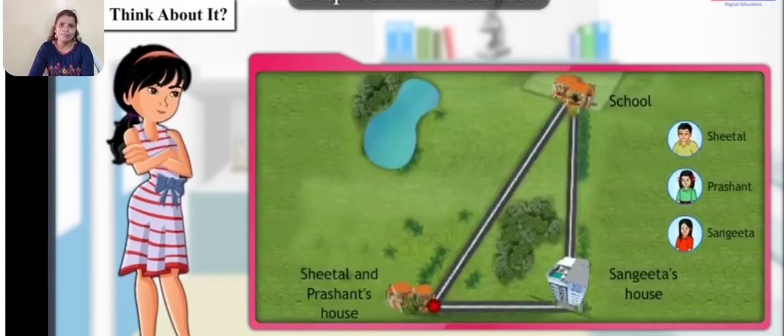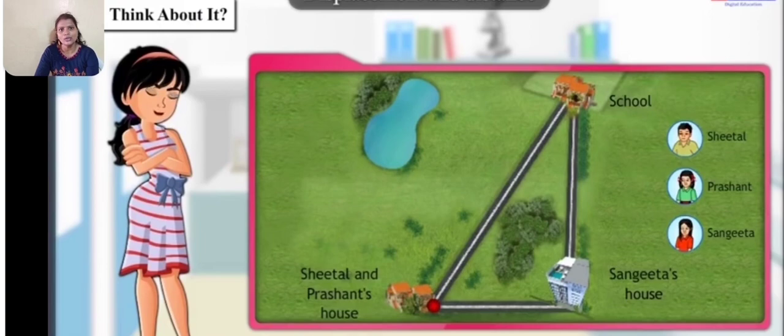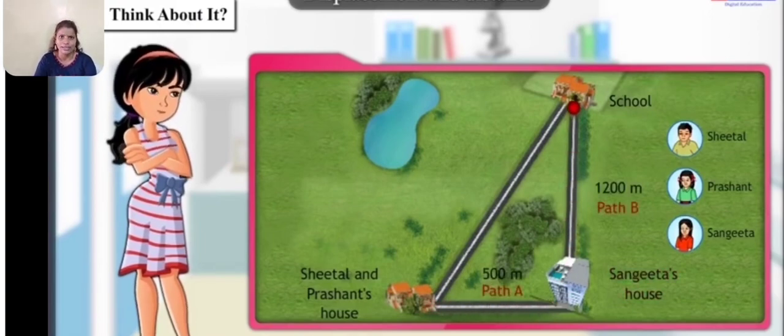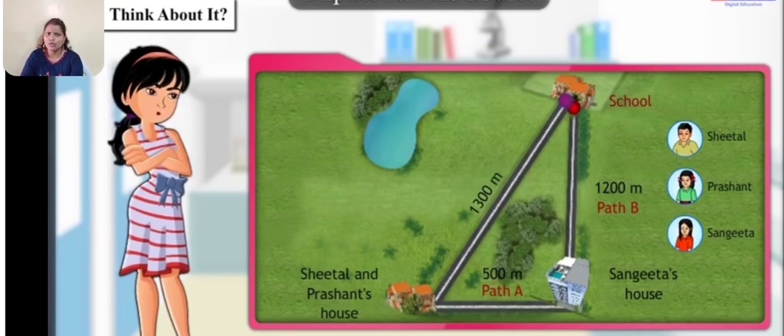Suppose, for example, Shital first went to her friend Sangita's house on her way to school. Next, Prashant went straight from home to school. Both are walking with the same speed. So who will take less time to reach the school?